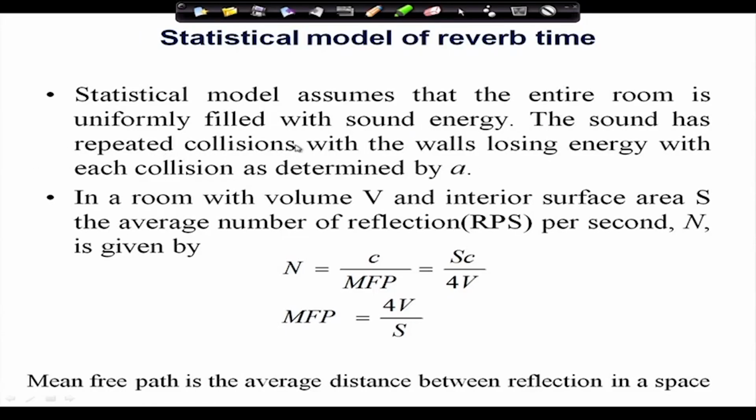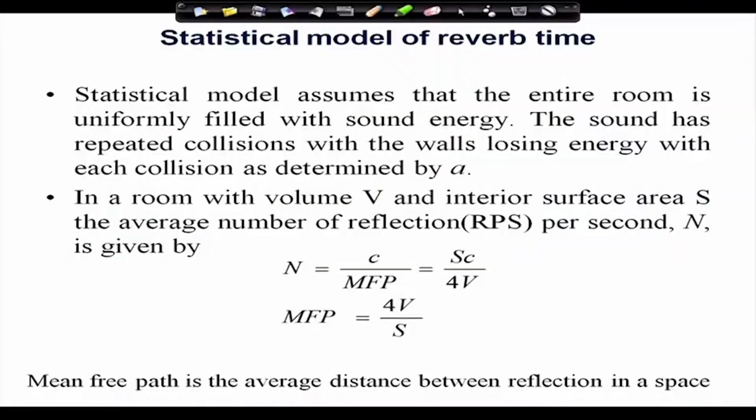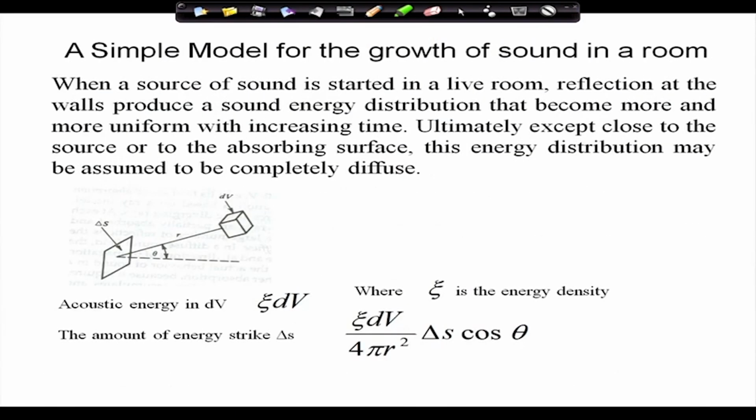The sound has repeated reflections from the wall, losing energy with each collision as determined by A. The room volume is V, and the number of reflections is statistically so large that at any point in the room the average number of reflections will be the same. So, this is called the statistical model, and then I can apply the statistical model of reverberation time. Forget about the mean free path and n, I will come to that later on.